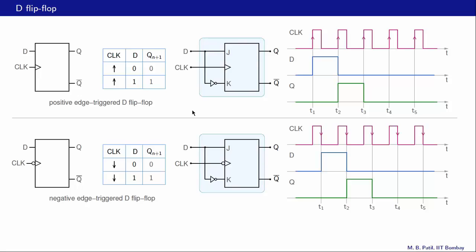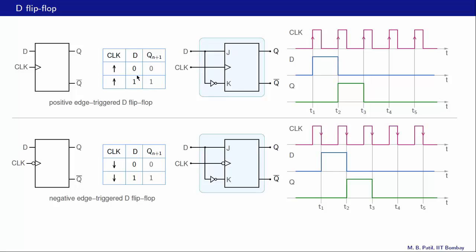And keeping this equivalence in mind between the D flip-flop and the JK flip-flop, it is easy to figure out the transition table for the D flip-flop. Let us consider D equal to 0 first. That means J is 0 and K is 1, and that means after the active clock edge, Q is going to become equal to 0, and that is what it says over here. Similarly, if D is 1, then J is 1 and K is 0, and then after the active edge, Q is going to become equal to 1, and that is what it says over here.